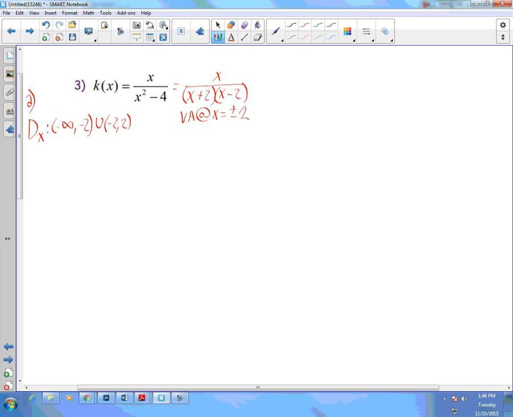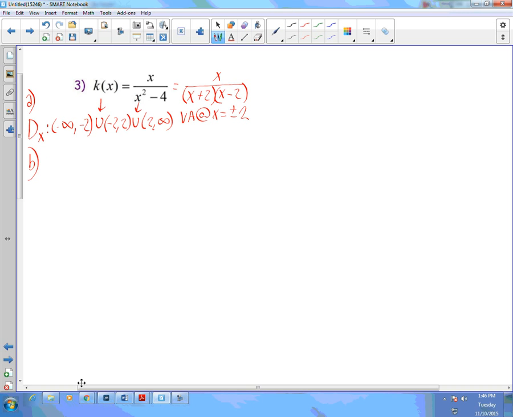Good. Union. Good. So we have 2 holes there. Well, it would class those there and there. So there's 3 sections of domain. Okay? Part B. What do we do on B? Find the derivative. Okay?